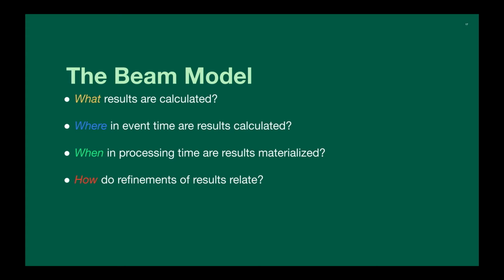So what does the Beam model describe exactly? It tries to answer the four important questions about batch and streaming data processing. So what results are we calculating? Are we summing things up? Are we concatenating strings? Are we building sets of IDs? So that's the operation. And where in event time are results calculated?